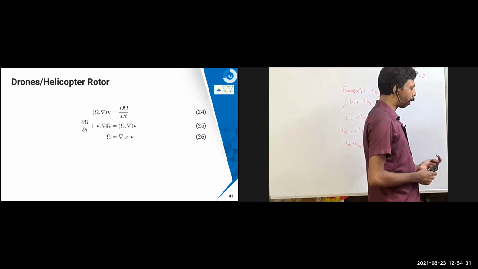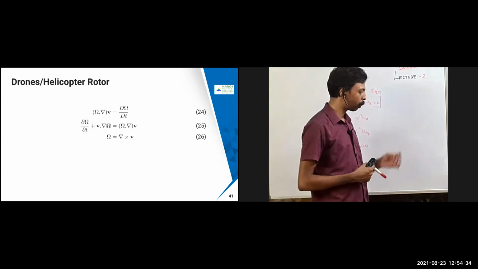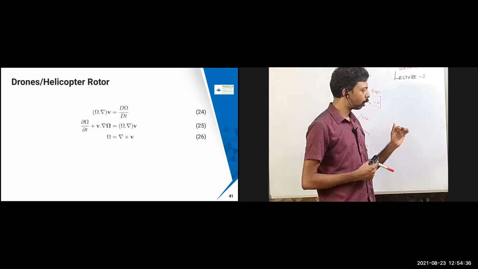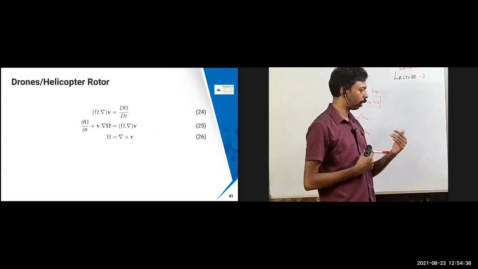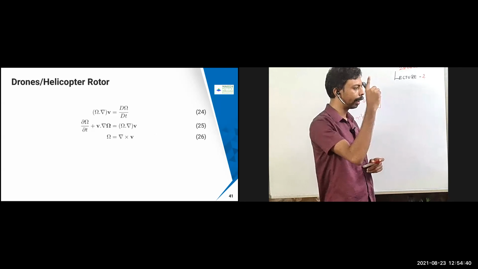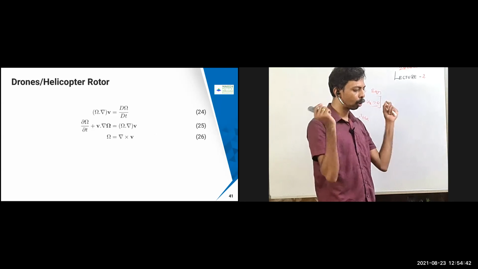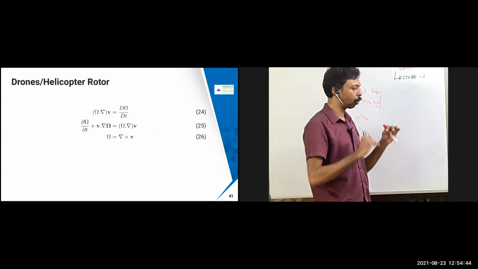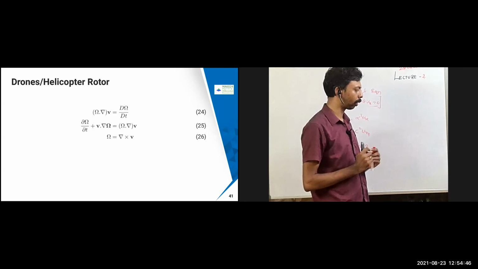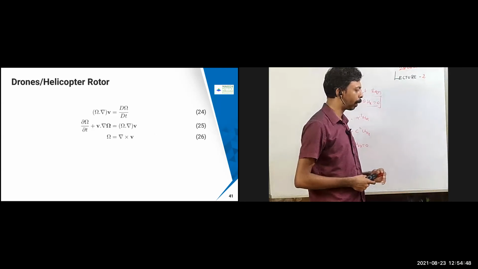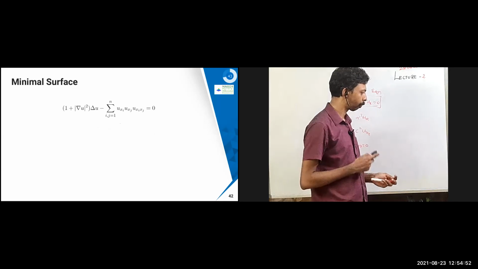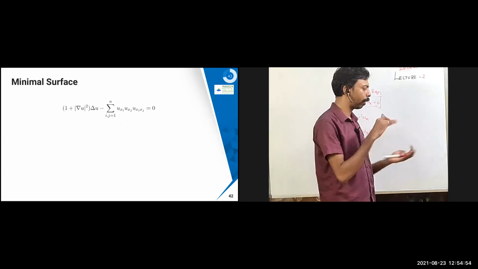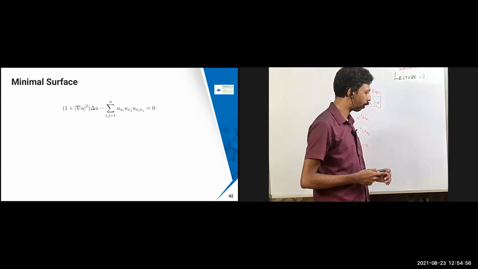Then this is another important problem from the European Space Agency that I was working on. This is a drone's or helicopter's rotor. In a helicopter there is a rotor, right? Similarly in drones, four fans will be there, which make the lift of the drone, etc. Those are governed, again, by partial differential equations, given by these equations. Then if you want to find the minimal surface, this is another equation.